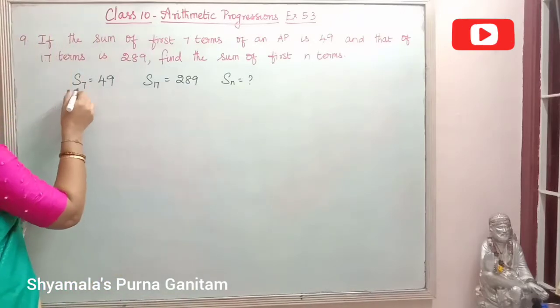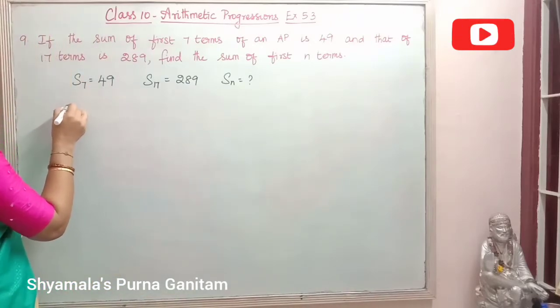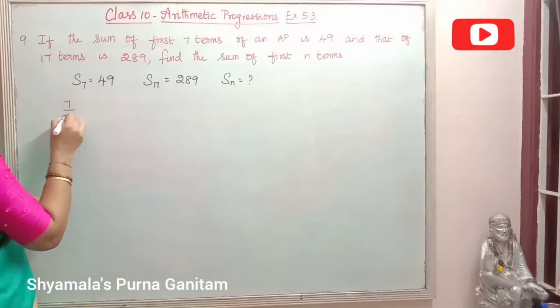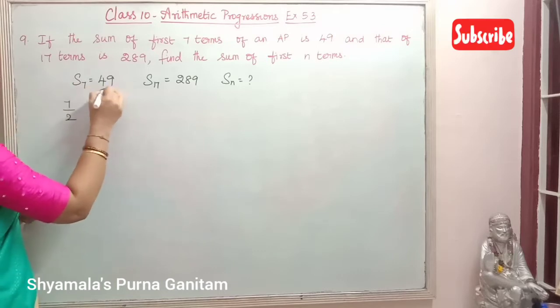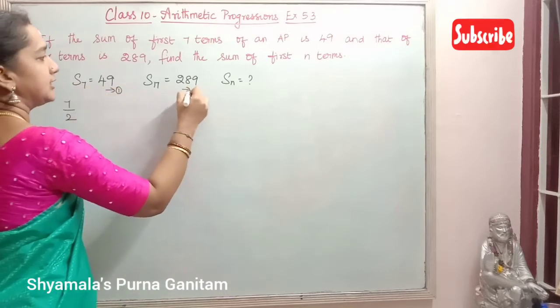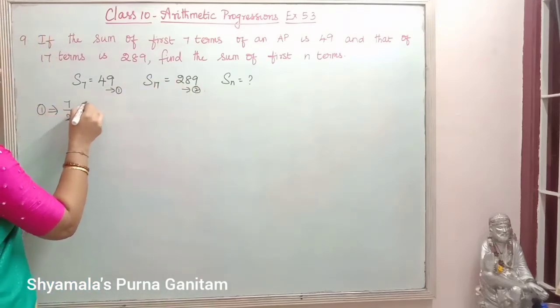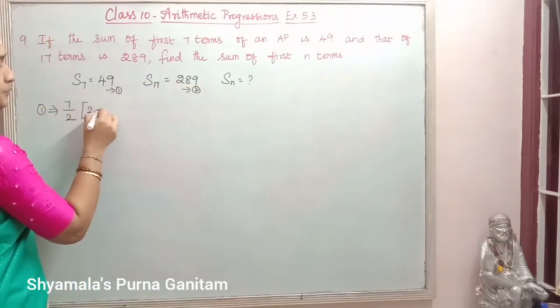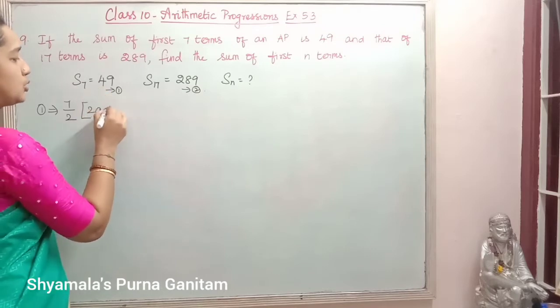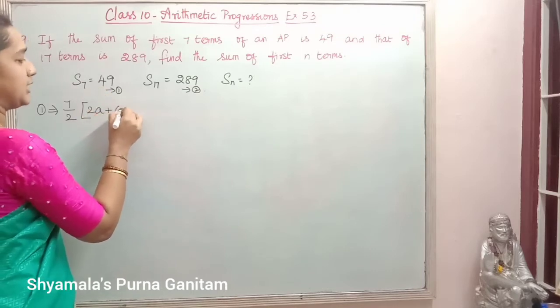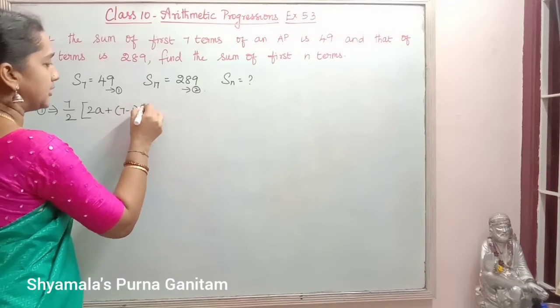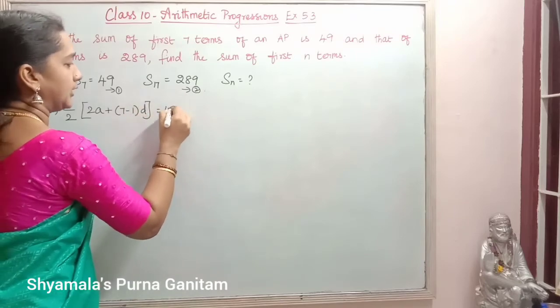So the formula for Sn is n by 2. We will take this as the first equation and this as the second equation. The first one is n by 2 into 2a, a and d we don't know, plus n minus 1 into d, is equal to 49.